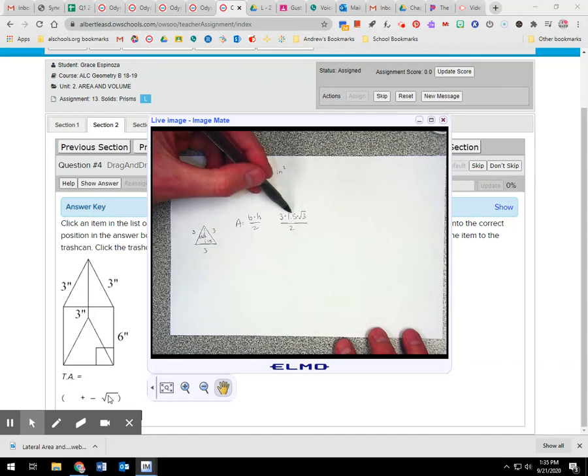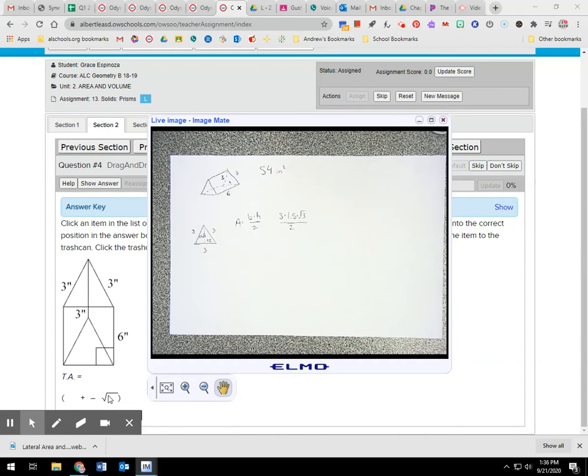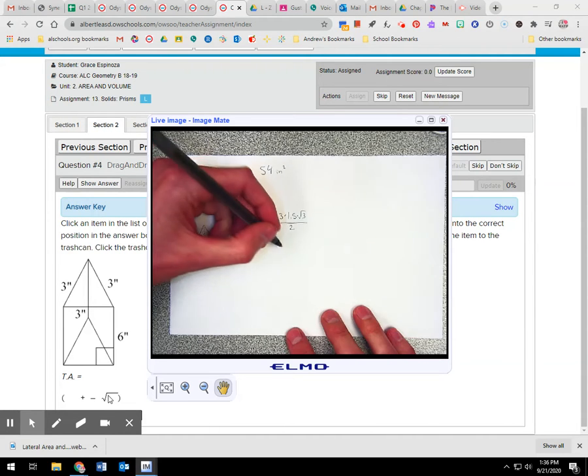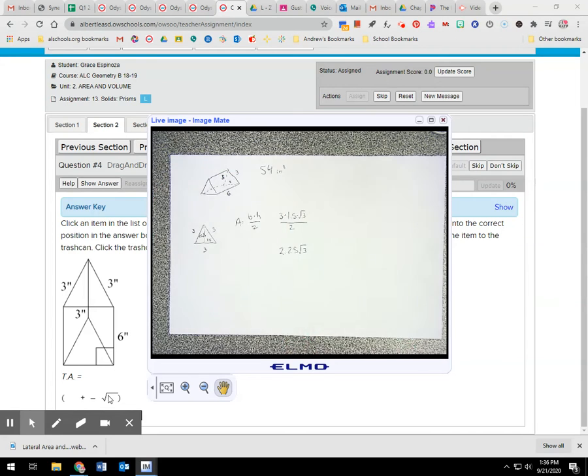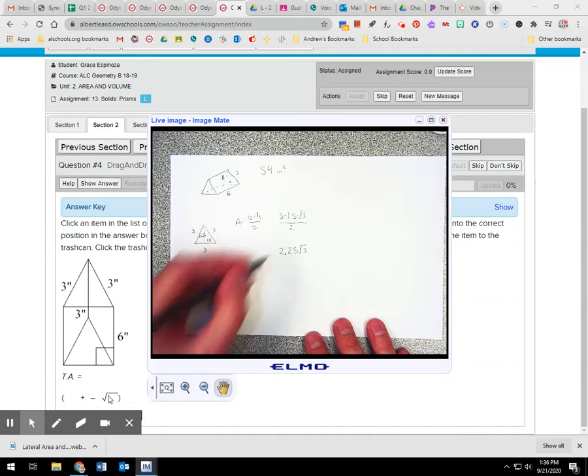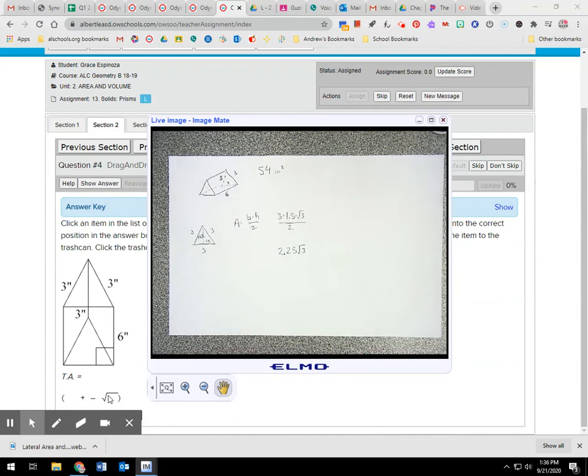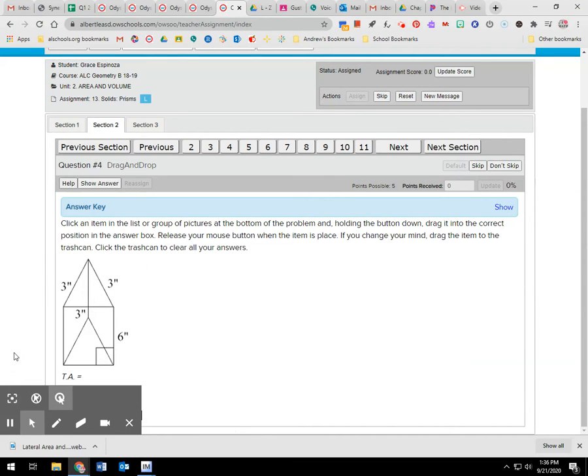If you do 3 times 1.5, you're going to get 4.5. And 4.5 divided by 2 is going to be 2.25. I left that square root of 3 alone because it's a crazy irrational decimal. It's not pretty. It never repeats. It never ends.